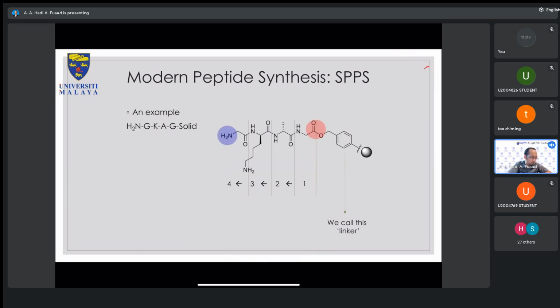This is an example. If you have the GKAG sequence, when you write a sequence, you start with the amine on the most left-hand side, and your carboxyl is on the right-hand side. This is how we write sequences. Does it matter? Yes, because internationally everybody uses the same way of writing.